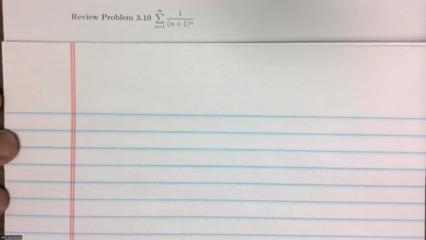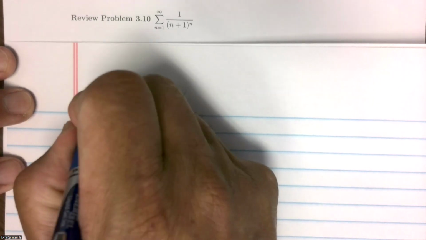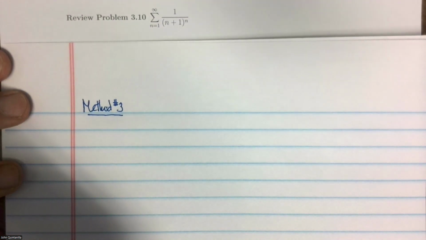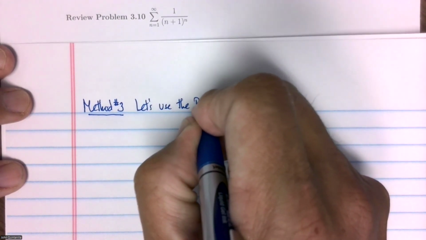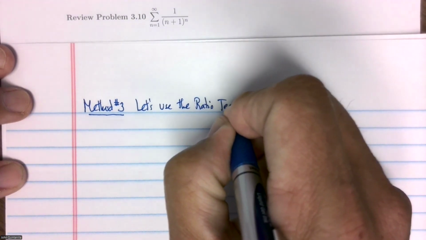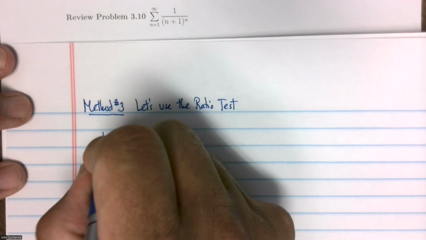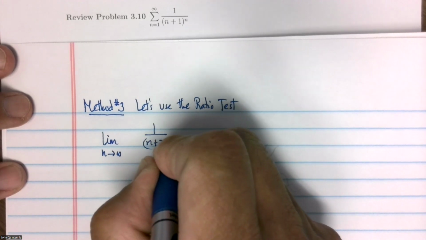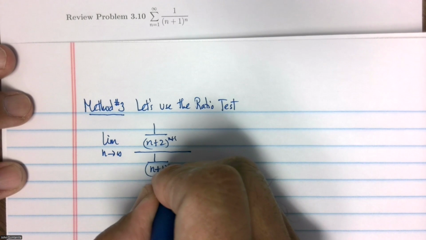Method number three is definitely the most work, and I definitely would not expect anybody to do this on an exam. However, because we're reviewing for the exam, I'm more than happy to do this just for the sake of practice so we can see how this works. Let's use the ratio test. So we get the limit as n approaches infinity of 1 over (n plus 2) to the n plus 1, all over 1 over (n plus 1) to the n.